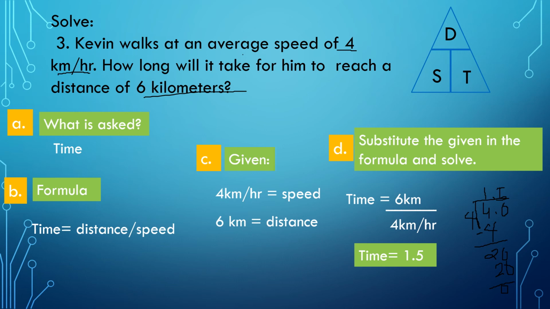So what is 0.5? 0.5 is half of an hour, and that is 30 minutes. So that is 1 hour and 30 minutes. That's the time he's going to take in order to reach the distance of 6 kilometers.